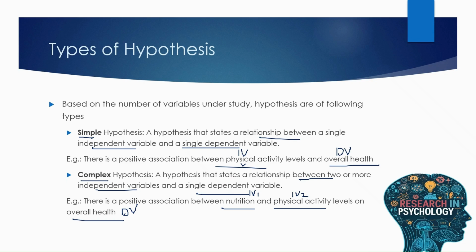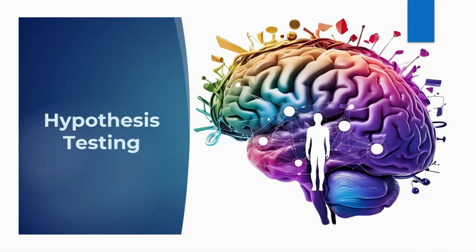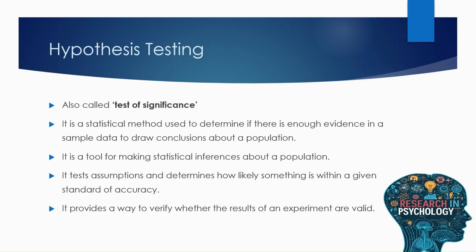All right. We said that hypothesis is statistically tested and then it is decided whether to accept or reject it. Right. So let's now see hypothesis testing. How is hypothesis tested? First of all, let's see what is hypothesis testing. Hypothesis testing is also called test of significance. Okay. It is a statistical method used to determine if there is enough evidence in sample data to draw conclusions about a population.